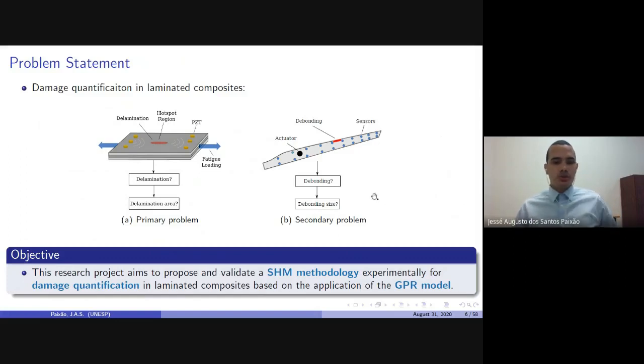In this case, we are interested in debonding detection and debonding quantification. The objective of this research project is to propose and validate an SHM methodology for damage quantification in laminated composites based on the application of a Gaussian process regression model. It's important to remember that in both cases here, we have a problem of hotspot monitoring, where we know a priori the damage localization.